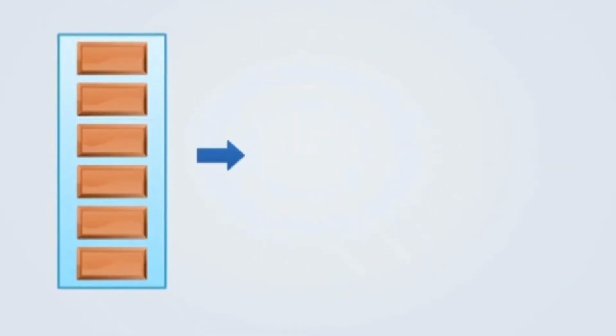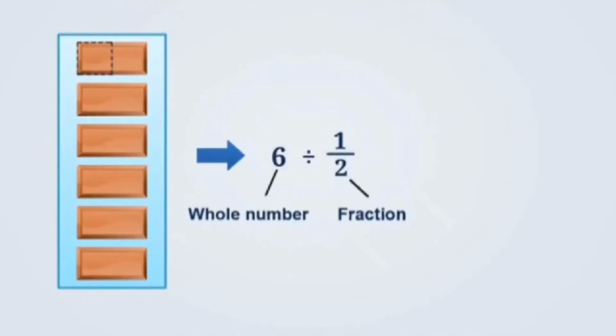Now using the same 6 chocolates, if you have to make a group of half chocolates, then how many groups will you be able to make? To find this, you must divide 6 by half. Here, we have to divide a whole number by a fraction.